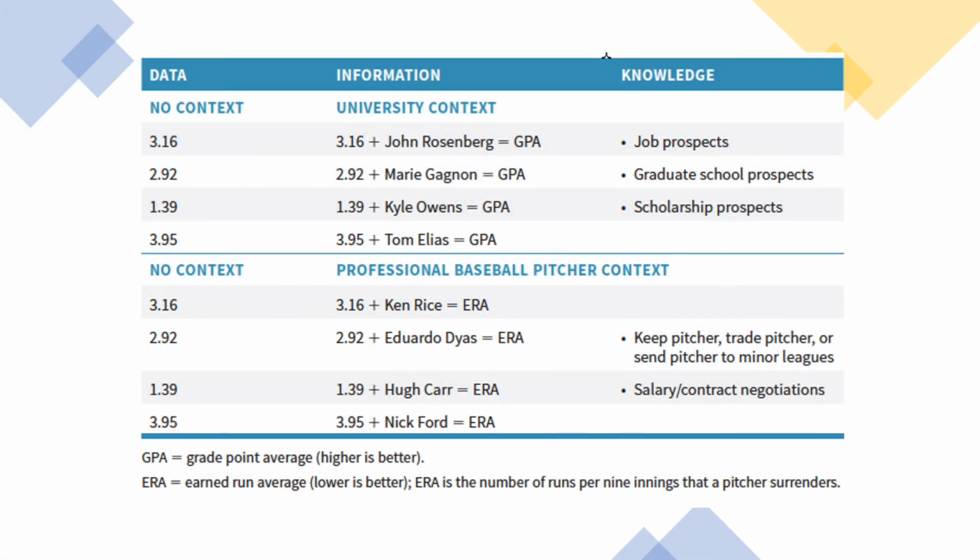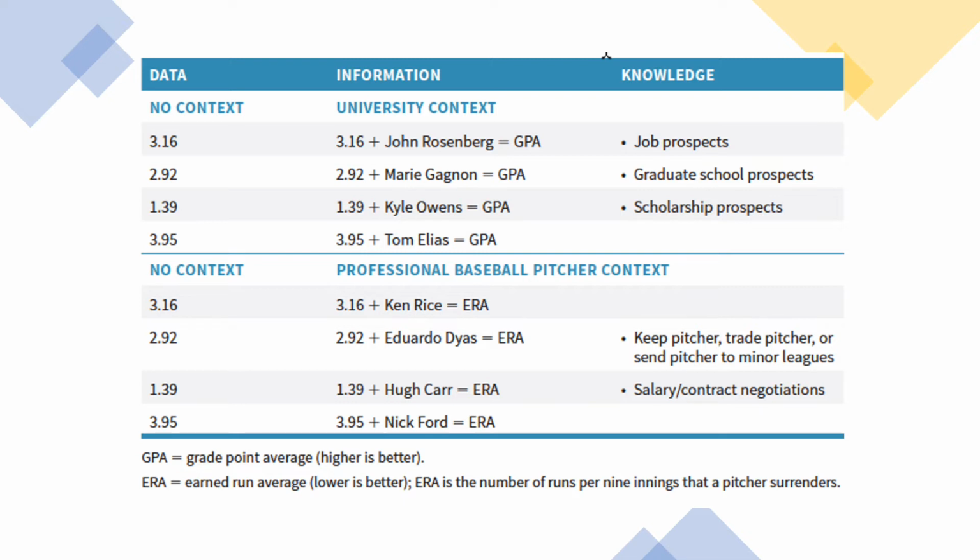Data, right? So numbers, that would be data. Text, words, that would be data. When we're structuring it together, it starts to mean something to us. So perhaps 3.16 really doesn't mean very much, could be anything. But if we add that in the context of the university, of school here, 3.16 is your GPA, your John Rosenberg. This has meaning to us.